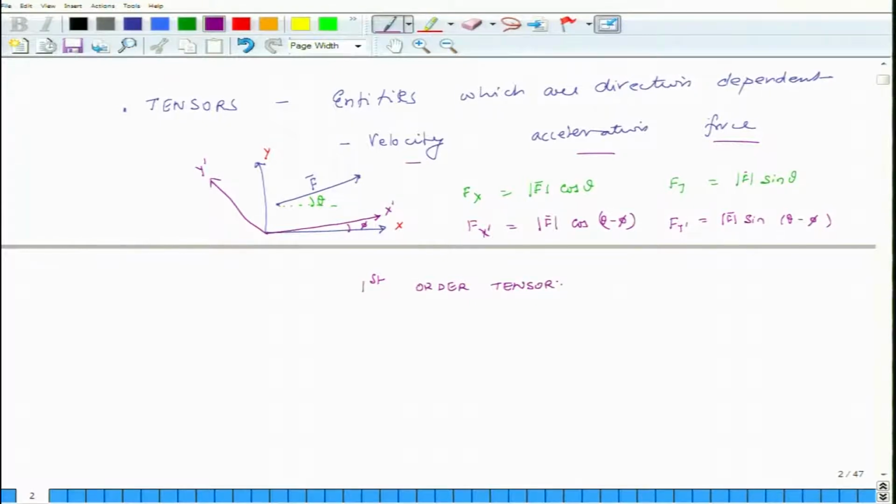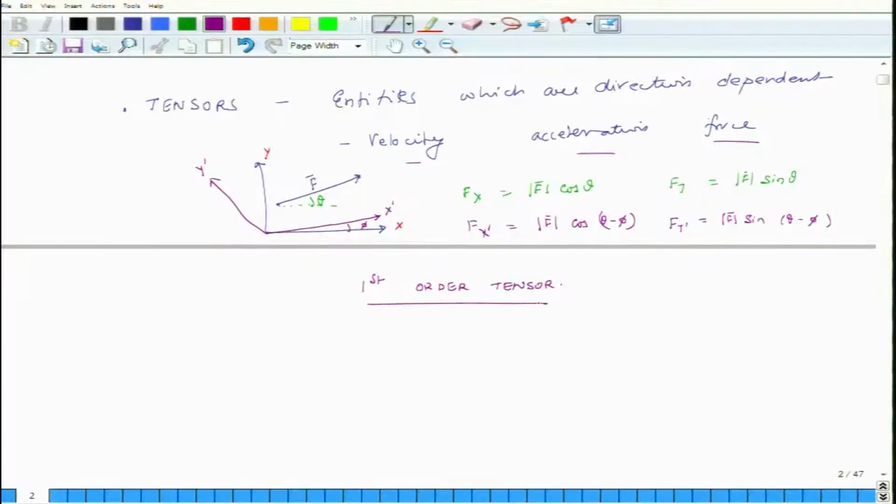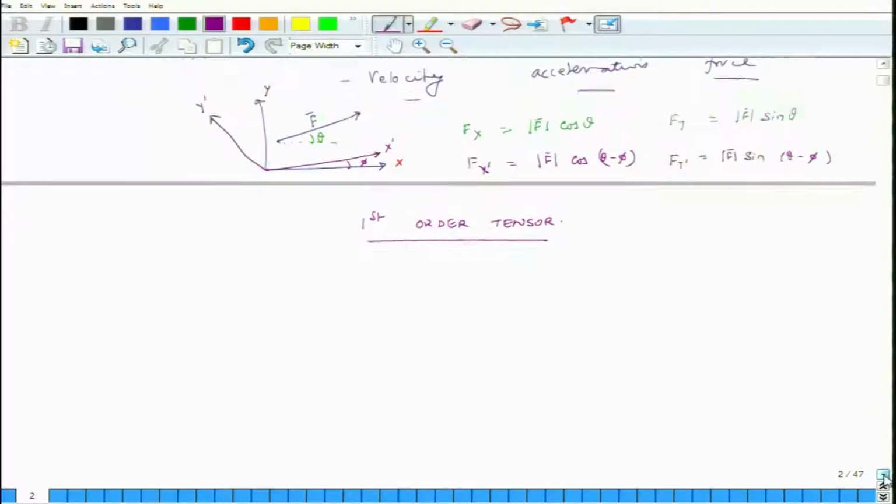Here the direction is only one, the components are associated with only one particular direction. So, that is why it is known as a first order tensor. But there could be entities where the association of the entity could be related to more than one direction. Those would be tensors of higher order, not just first order, and there could be second order tensors, fourth order tensors, and so on and so forth.